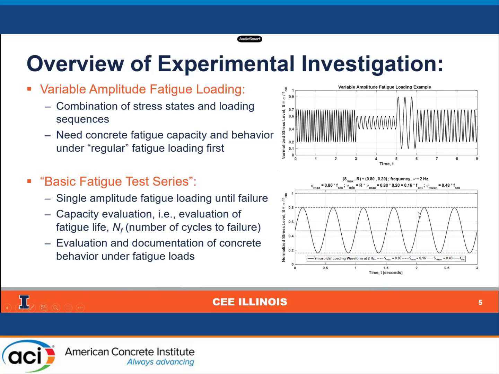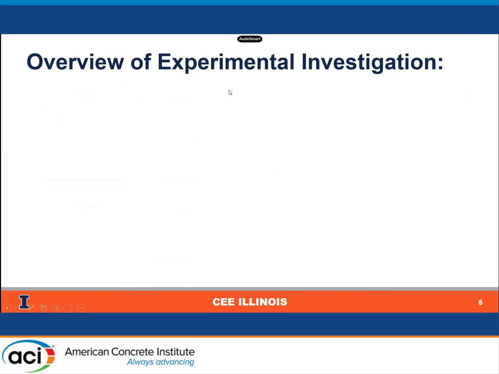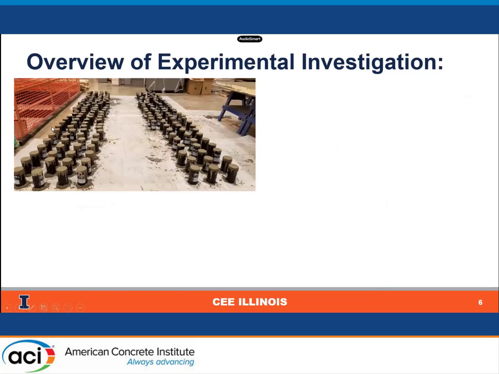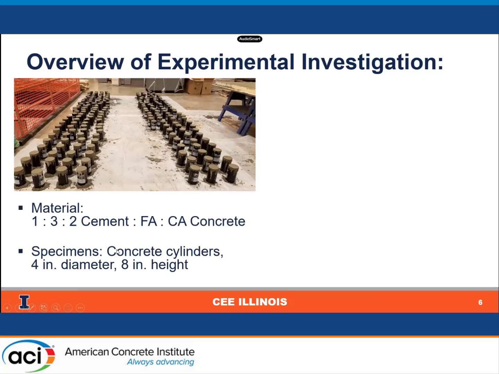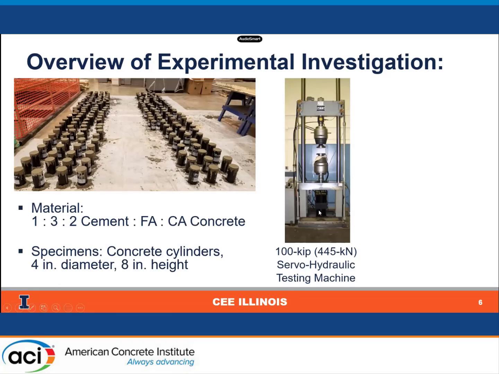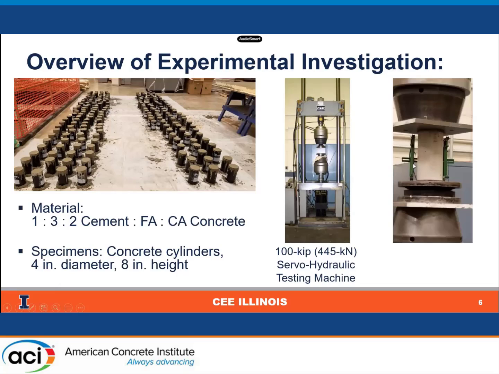So in order to do these various tests, both the basic fatigue test series and the variable amplitude test series, we cast concrete cylinders in our lab. Normal strength concrete, roughly about 6 ksi or so. We cast 4-inch diameter, 8-inch height concrete cylinders. We used a 100 kip testing machine, or that's a 445 kilonewton capacity in SI units. And in this picture, you can see a concrete specimen placed in the testing machine with the data acquisition system as well, which is an axial extensometer, which measured the axial strain readings in this concrete cylinder as it was subjected to fatigue tests.